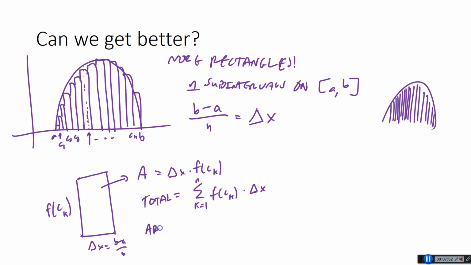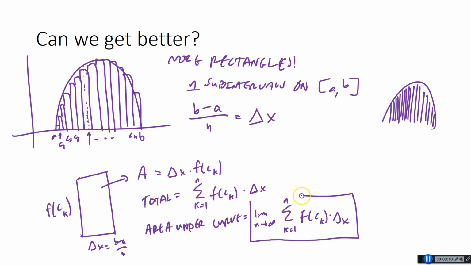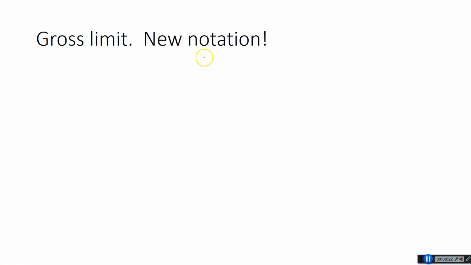So then the area that is actually under the curve would be the limit. Well, limit's coming back again. Look at this. The limit as n approaches infinity, because we want as many rectangles as possible. Sum from k equals 1 to n, so we want n to get as big as possible. So we're going to have an infinite number of these rectangles. f of c sub k multiplied by delta x. This is the actual area underneath the curve. That's not a very pleasant limit. That's pretty gross. So what we do is we use a different notation for it.